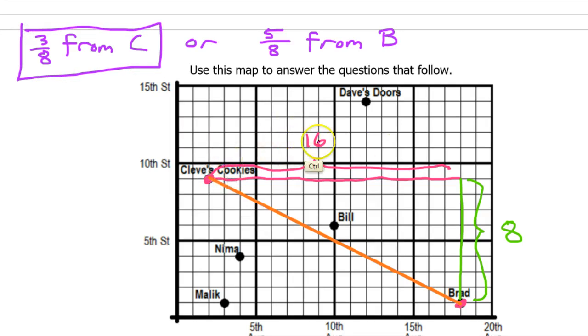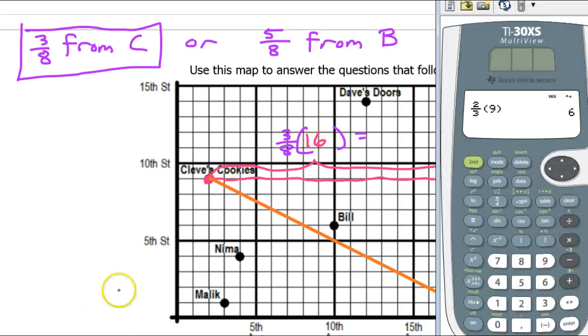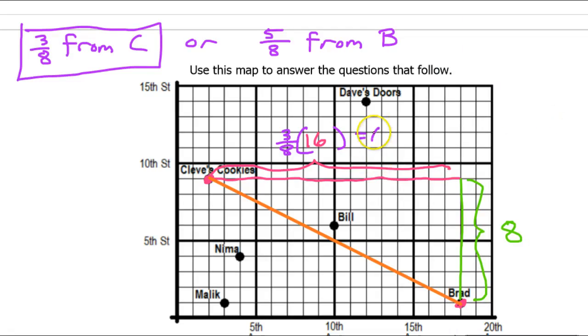So horizontally, that means I need to do 3/8 of 16, right? Because I'm going 3/8 of the way. So what is this? Now I know that 8 goes into 16 twice, and 2 times 3 is 6. So I know the answer is going to be 6. But if you did not follow what I just said, then you would rather go 3/8 times 16. And you get 6. All right, so that tells me that horizontally, I need to go 6 away from Cleve's cookies.